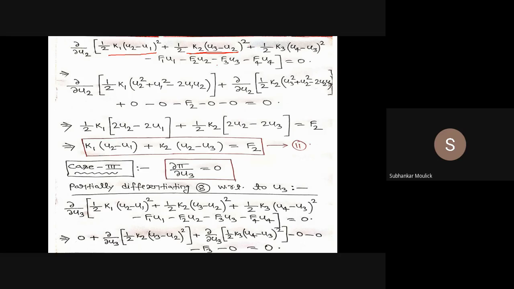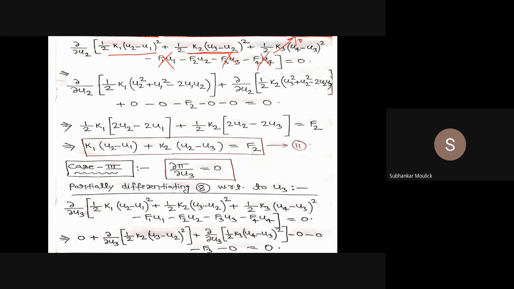(a minus b) whole square is what? That is a square, that is u3 square plus u2 square minus 2 u2 u3. Fine. Partial differentiation of this term is 0 because we are interested in only displacement u2. Similarly, partial differentiation of this is 0, this is 0, and this is 0. Ultimately, del by del u2 of minus f2 u2 becomes minus f2.